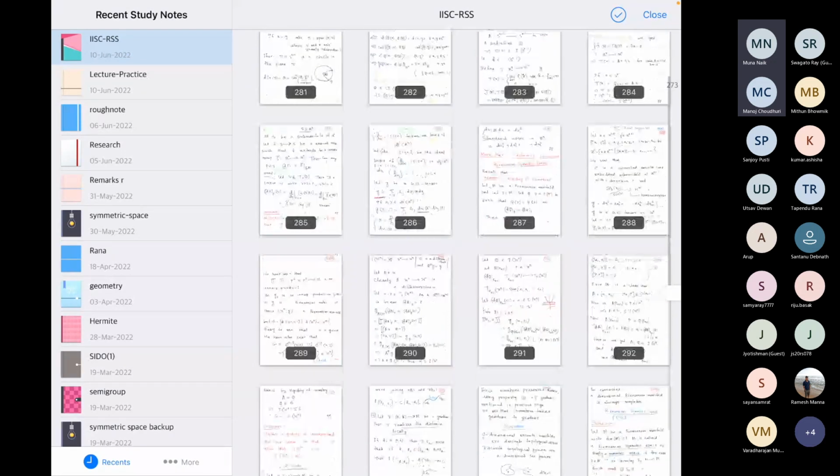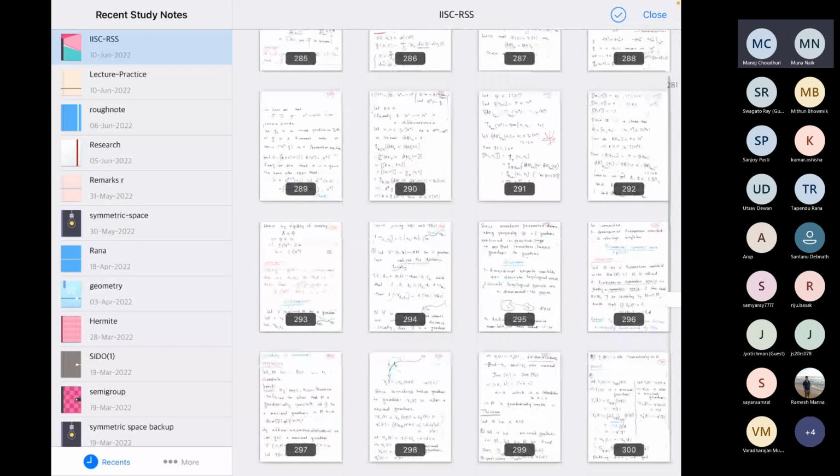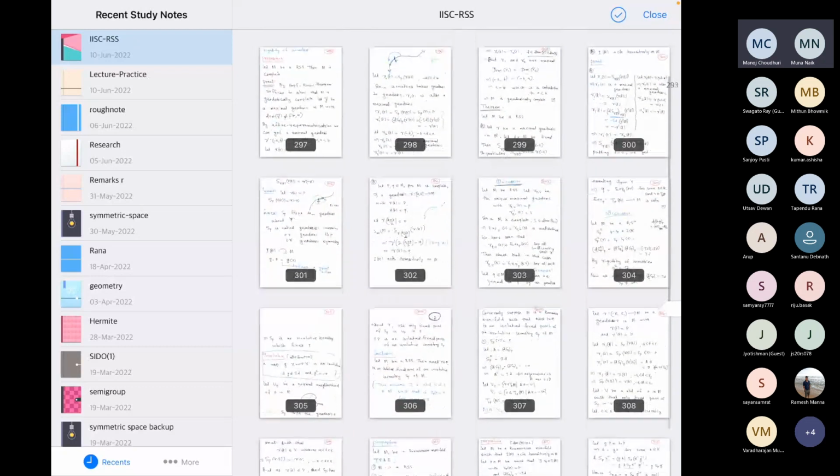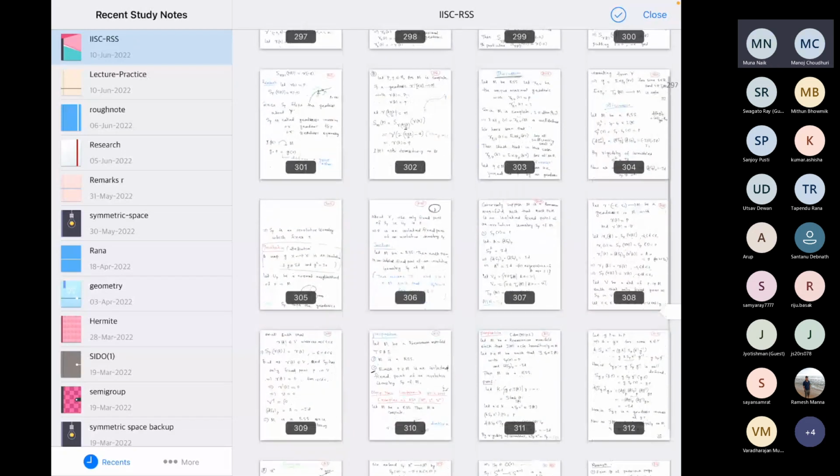You have proved that, wait, that is an isolated fixed point. Okay. Just, let us show that statement on screen.